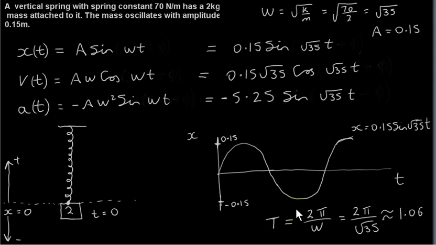Now let's look at the frequency of this function. Well, we could start by looking at the period of this function. The period, as we saw before, is 2 pi divided by omega. Omega is root 35, so we have 2 pi divided by root 35, that's approximately 1.06. That's the time taken for one complete oscillation. So the mass starts at x equals 0, and in one oscillation the mass will be back at x equals 0. So this time interval here is the period. It is 1.06 seconds.